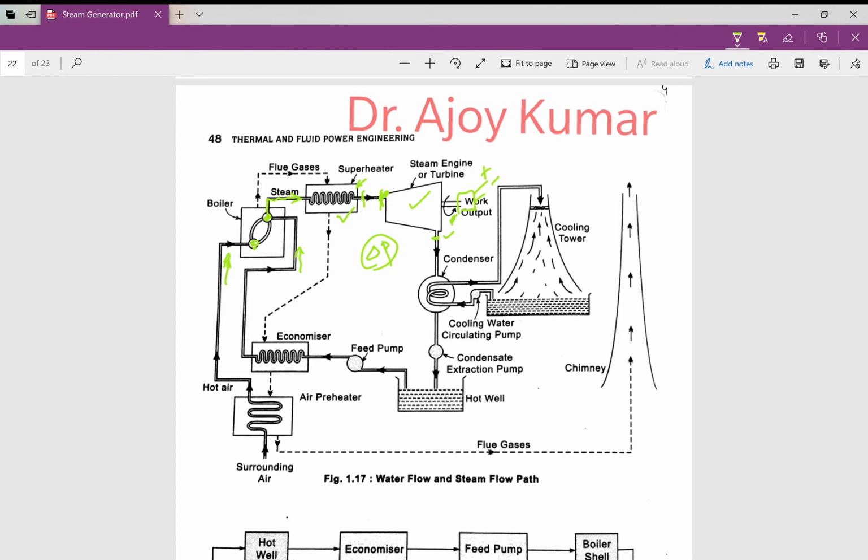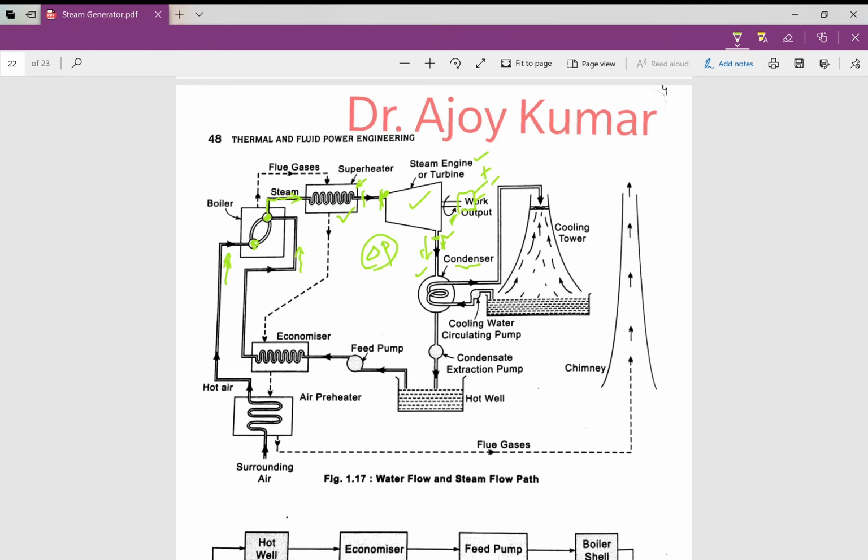Okay, dear students. So now, after production of power from a steam engine or a steam turbine, the exhaust steam coming out from the steam turbine goes to the condenser. As the name suggests, condenser, a process called condensation takes place, that is condensation of exhaust steam coming out from the steam turbine.